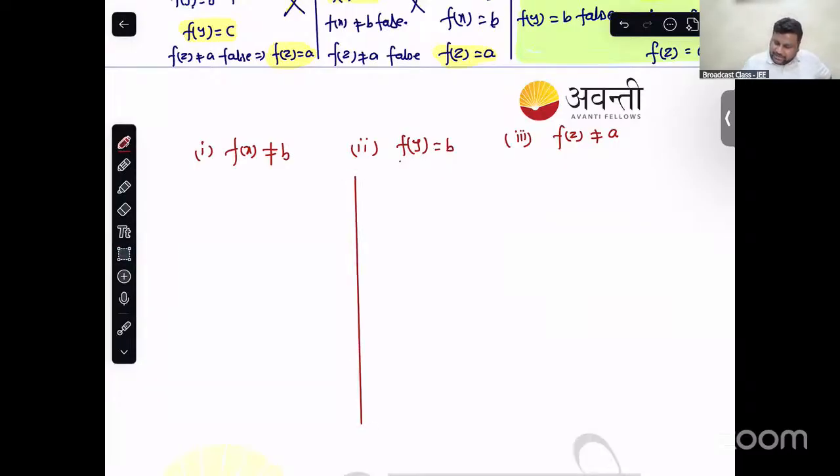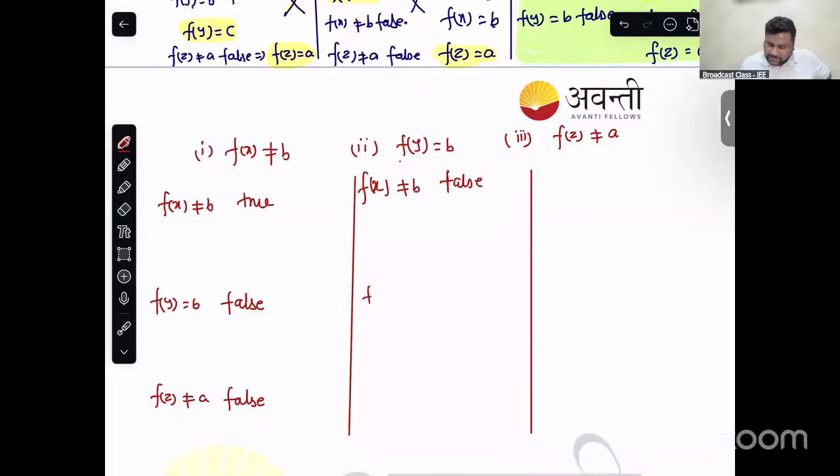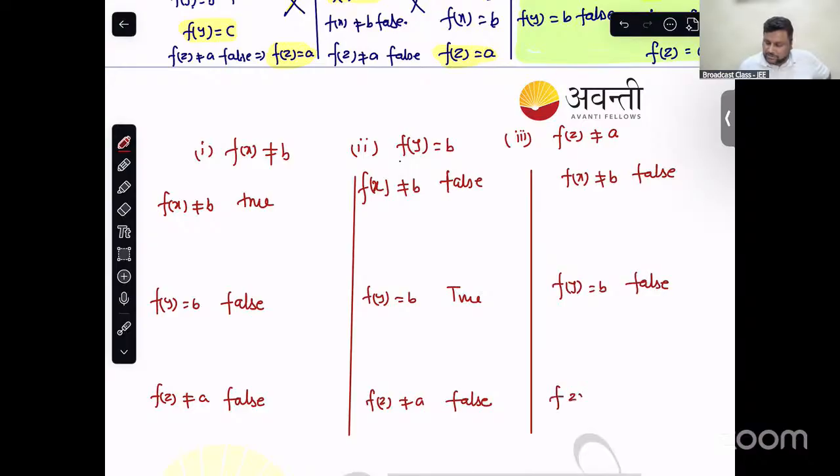Now see, there are three cases going. Let fx not equal to b true, fy equals b false, fz not equal to a false, or it can be fx not equal to b false, fy equals b true, fz not equal to a false. Or fx not equal to b false, fy equals b false, fz not equal to a true. Isn't it the case? They are saying out of the three, only one is correct.